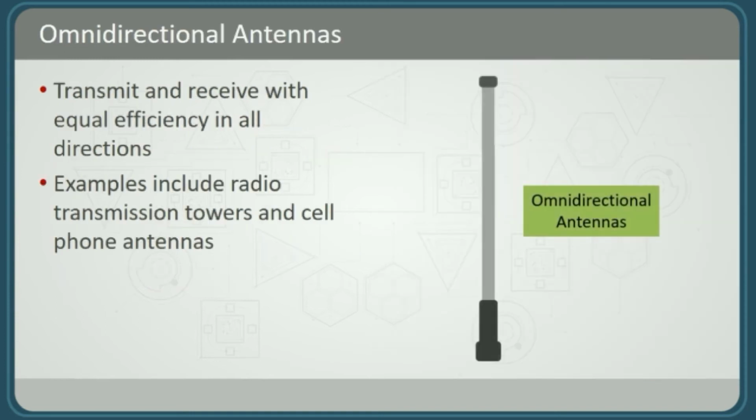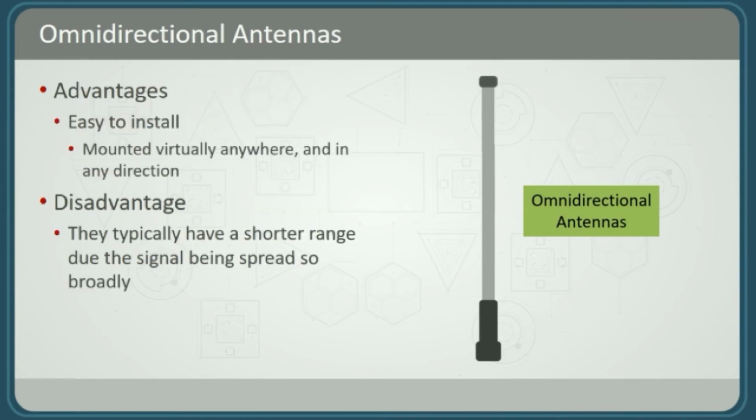So the main characteristic really is the direction of transmission. So there are several categories here. The omnidirectional antennas transmit and receive with equal efficiency in all directions. The waves effectively emanate out in a sphere. So examples include radio transmission towers and cell phone antennas. And they have the advantage of being easy to install. They can be mounted virtually anywhere and in any direction. And again, really in any size, depending on how it's being used.